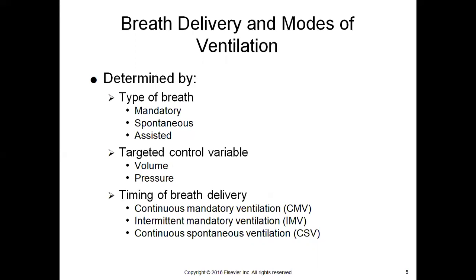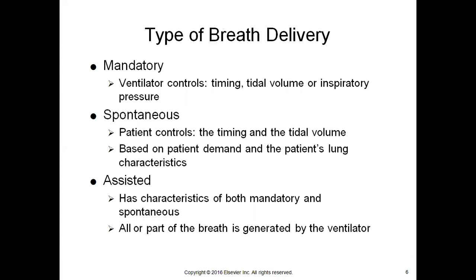where it is continuous mandatory ventilation, and we have a set rate that the patient's going to get a breath based off that rate. So if we have a rate of 12, there's going to be a breath every 5 seconds, unless they trigger one on their own. Intermittent mandatory, where there's a set rate and then any other spontaneous breath above that, they do the breath cycle on their own. Or continuous spontaneous, where the patient's setting their own rate of whatever they want, and there's no quote-unquote backup rate there. So mandatory, the vent controls the timing, tidal volume, and inspiratory pressure, does everything.